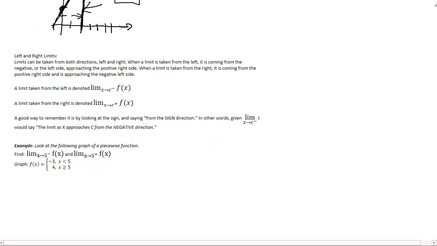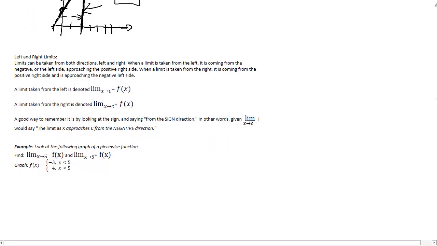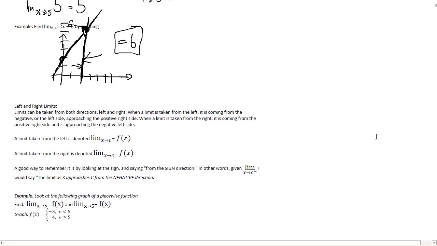Now we're going to talk about something known as left and right limits. Now, I just gave you specific limits. I said the limit as x approaches 2. But it's possible for these values to be different depending on which direction you're coming from. If you come from the negative direction towards 2, it's possible that there could be a different value than if you came from the positive direction towards 2.